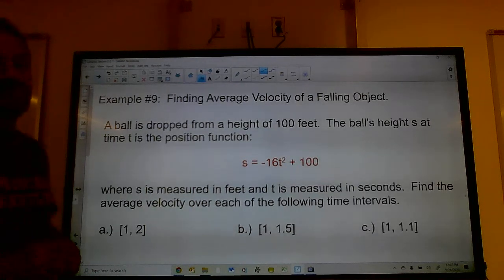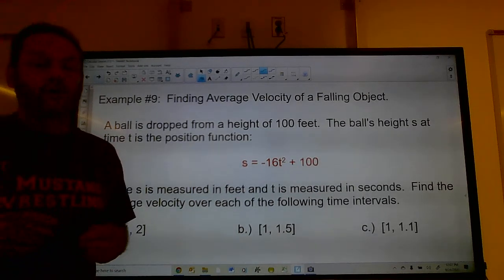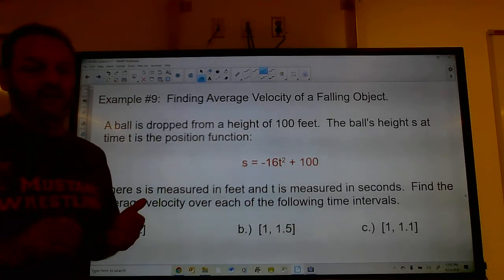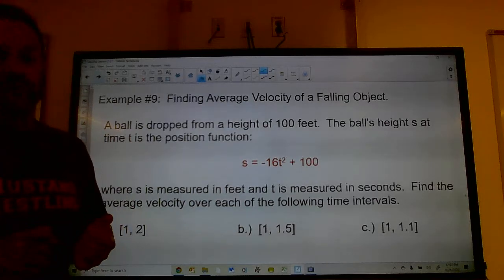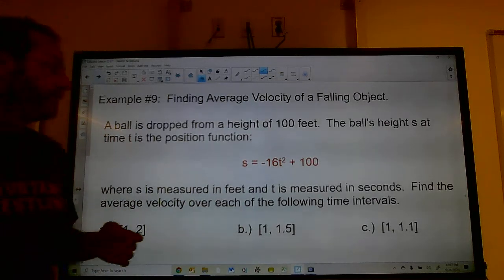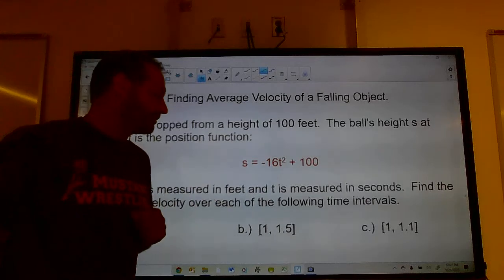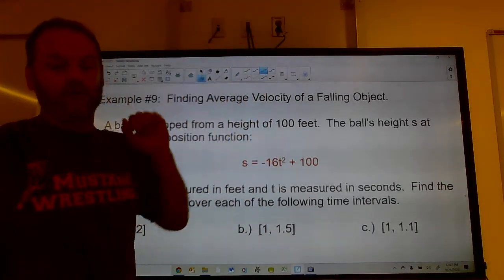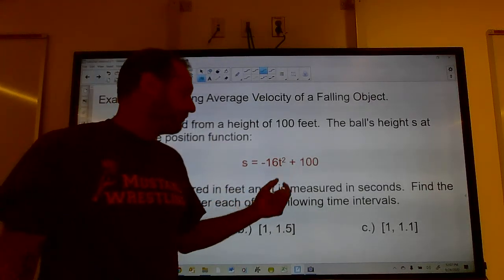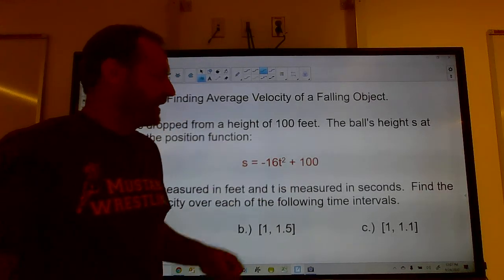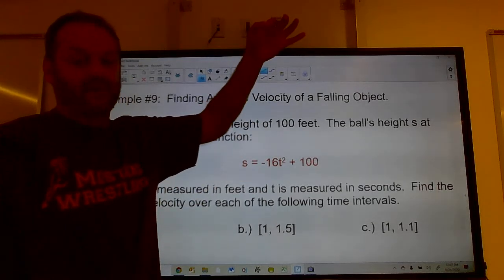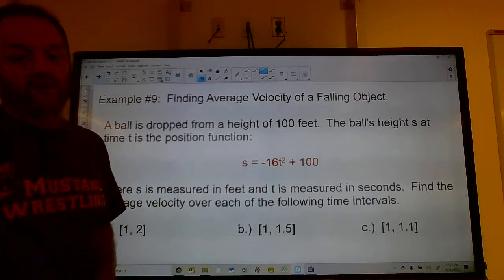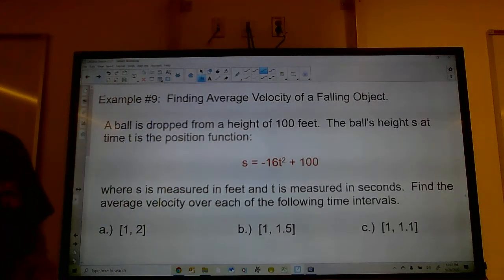Finding the average velocity of a falling object. Okay, so a ball is dropped from a height of 100 feet. The ball's height s at time t is the position function s equals negative 16t squared plus 100 on the Earth. This is only true on the Earth. So if I take an object and just let go of it and drop it, it will follow this formula, and this will be the start height. If I were to drop something from here, that'd be like 6 feet off the ground, this would be plus 6. The negative 16 is a constant that is related to the Earth's gravity.